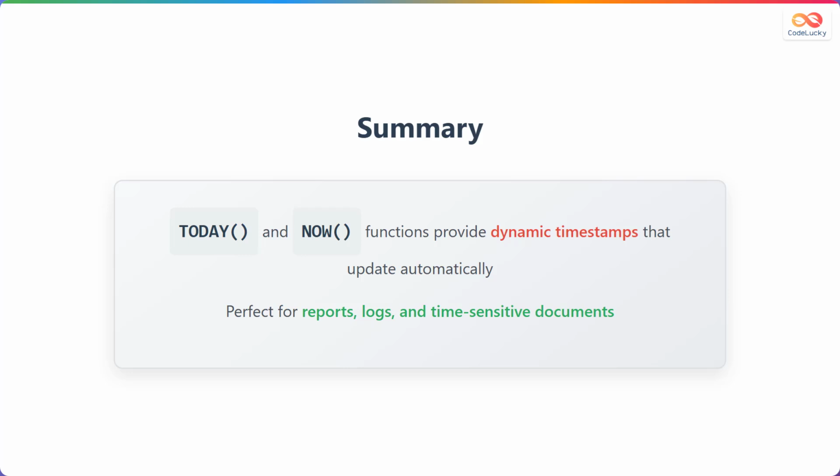In summary, the Today and Now functions provide dynamic timestamps that update automatically in your Excel spreadsheets. They are perfect for reports, logs, and any time-sensitive documents, making your work more efficient and accurate.